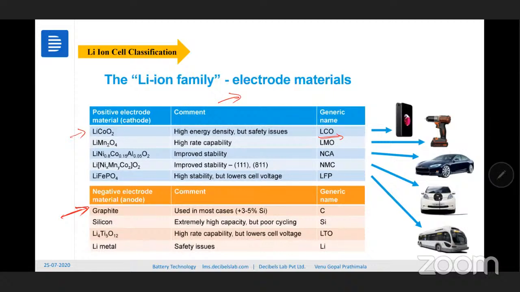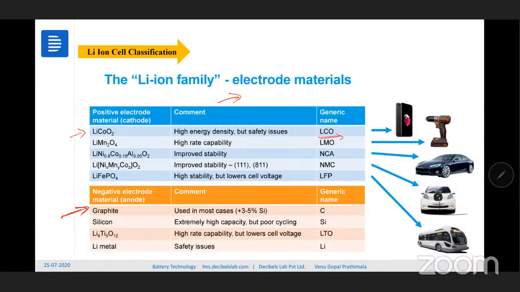Then comes lithium titanate oxide. It gives high rate capability, in the sense of high discharge and charge rates, so it can give more current for a particular period of time. But the negative is that it has a very low cell voltage, nearly equivalent to nickel metal hydride. So these are the classifications.